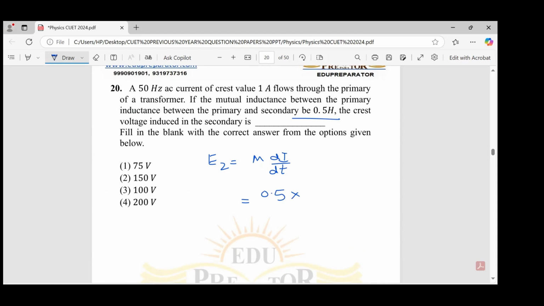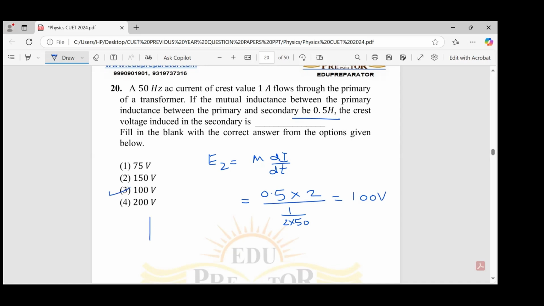Now the value of current is provided. He says the peak value of 1 ampere flows. Right? The peak value of 1 ampere flows. So it is 1 in the first half, and the other in the second half. So what is the change? 1 minus (-1) is equal to 2. Then the time is 1 upon 2 into frequency 50. So this answer goes to 100 volt. So we have the third option as the correct one, right?